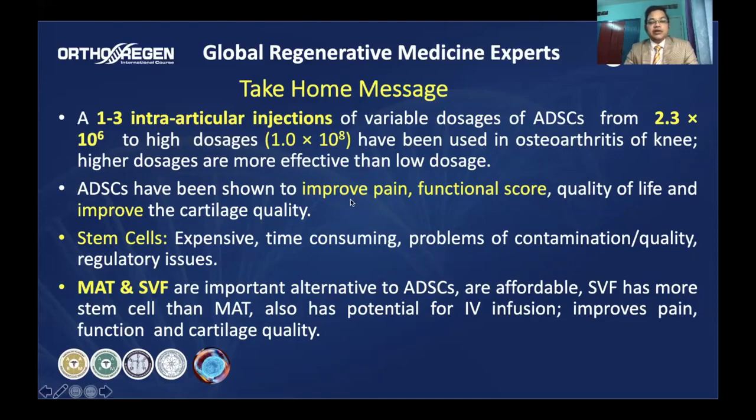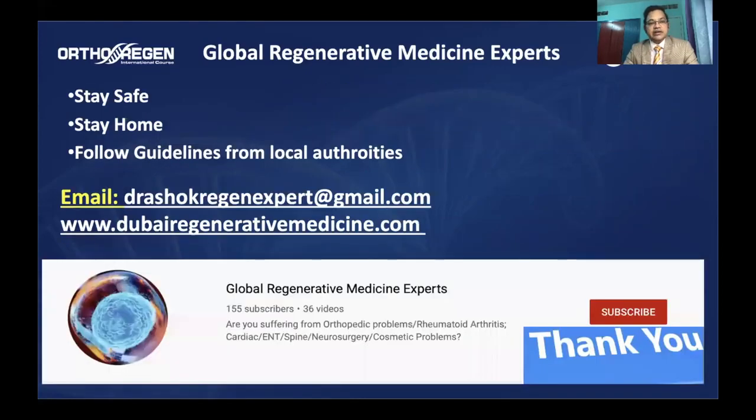They improve pain, function, and scores. They are expensive, time consuming, and of course there is a problem regarding contamination and quality. The MAT and SVF are important alternatives. They're affordable and less expensive. SVF has more stem cells than MAT, and those who use MAT say MAT has a more intact stromal niche. SVF's final product size is small, so you can even use it for IV infusion, and it has been shown to improve pain, function, and cartilage.